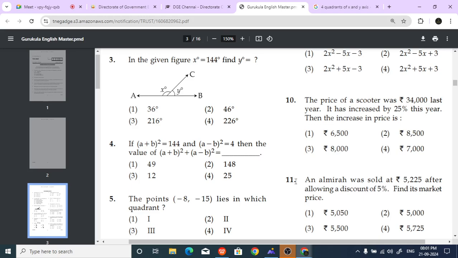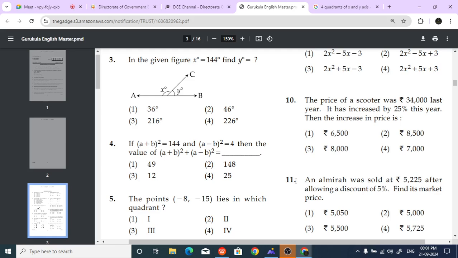An Almira was sold at 5,225 after allowing a discount of 5%. Find its market price. Okay. Now I'll read again. An Almira was sold at 5,225 after allowing a discount of 5%. Find its market price. So they are giving a discount. After that, it is sold at 5,225.